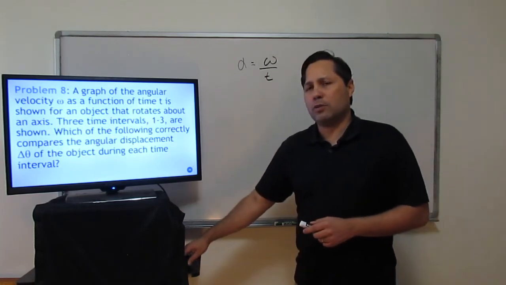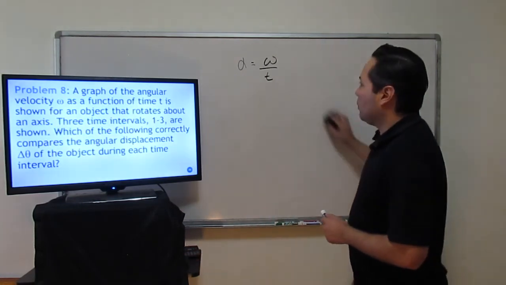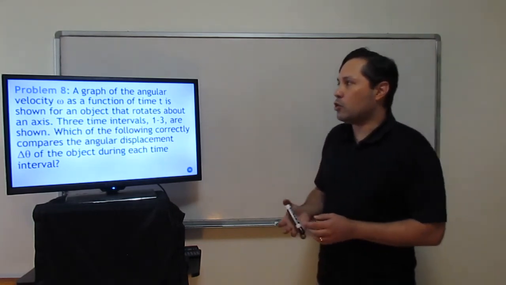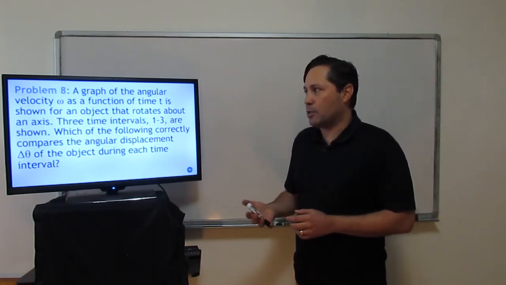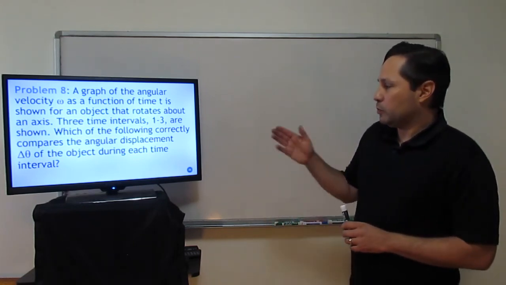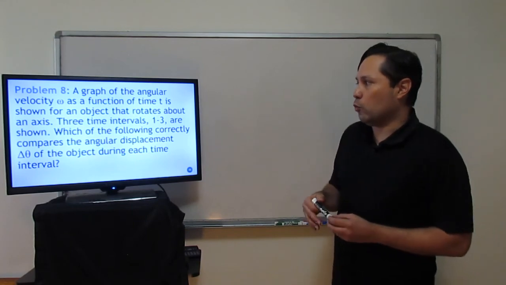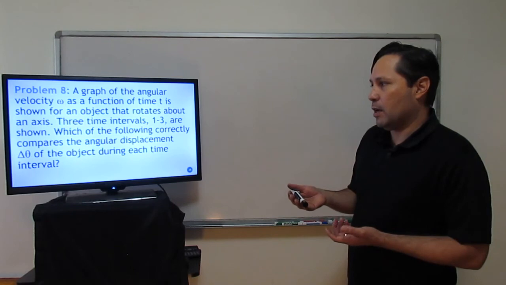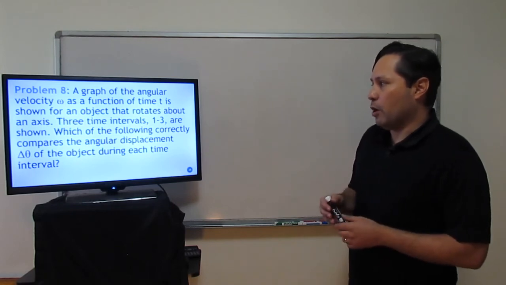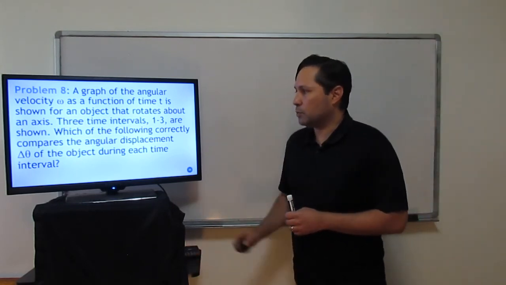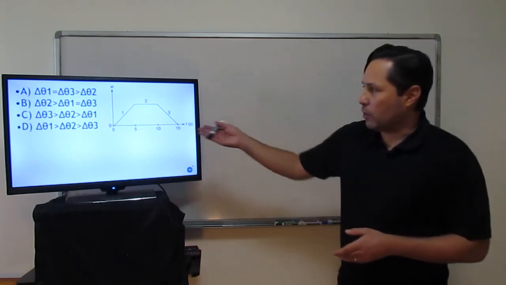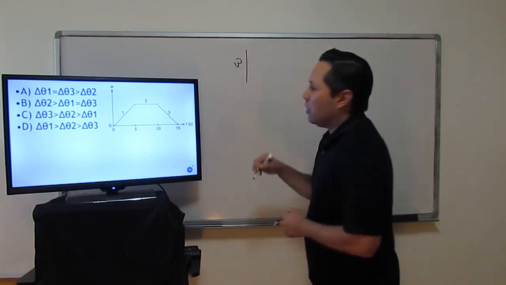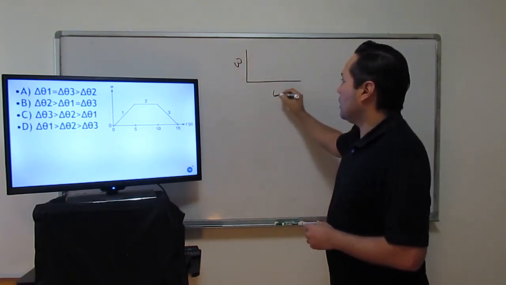Let's go ahead and now take a look at problem number 8. In this problem, they ask us: a graph of angular velocity as a function of time is shown for an object that rotates about an axis. 3 time intervals, 1 through 3, are shown. Which of the following correctly compares the angular displacement, delta theta, for the object during each time interval? Alright, so there's the graph right there, and again, this is your angular speed over time.